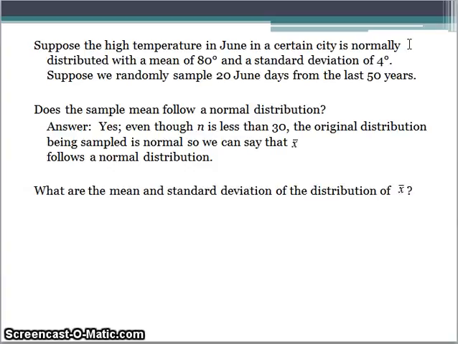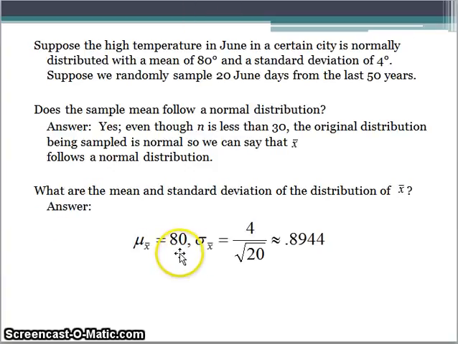So what would be the mean and standard deviation of X bar? Well, mu sub X bar would be mu for the original population. The original population had a mean of 80, so mu sub X bar is 80. Sigma sub X bar is going to be sigma for the original population, which was 4, over the square root of the sample size, and the sample size was 20. Therefore, sigma sub X bar is 0.8944, because that's 4 over the square root of 20.